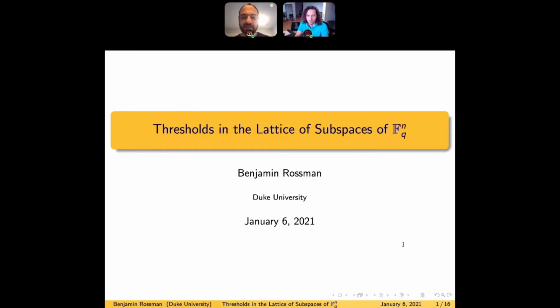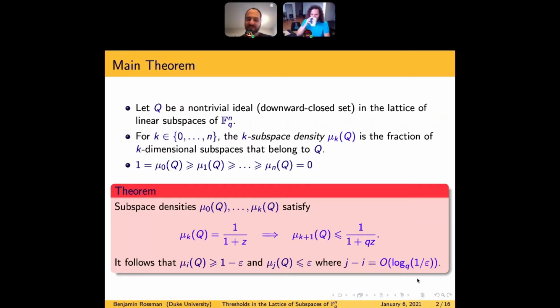All right. So this talk is on thresholds in the lattice of subspaces of F_q^n. Let me start by stating the result that we prove, and I'll come back and define everything carefully. Here's the result that we prove. We're looking at the lattice of linear subspaces of F_q^n, where F_q is any finite field, and Q will be any ideal, so a downward closed set.